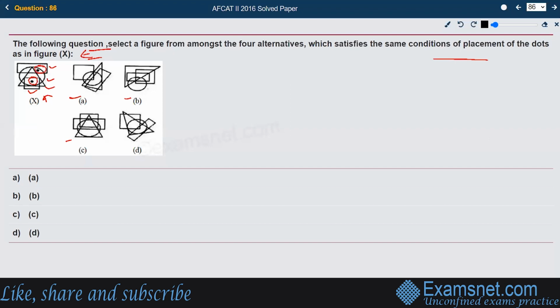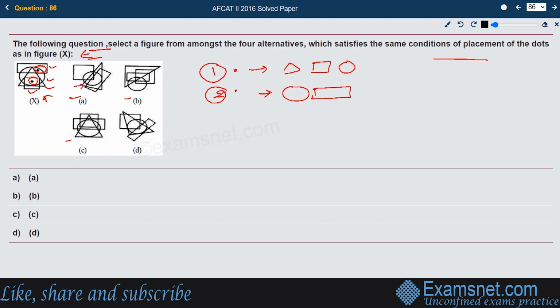So this is how we have to find out where we can place these two dots so that we can have a similar arrangement. The first dot should be part of the triangle, square, and circle, all three. The second dot should be part of just the circle and the rectangle. This is how we have to check among A, B, C, and D.